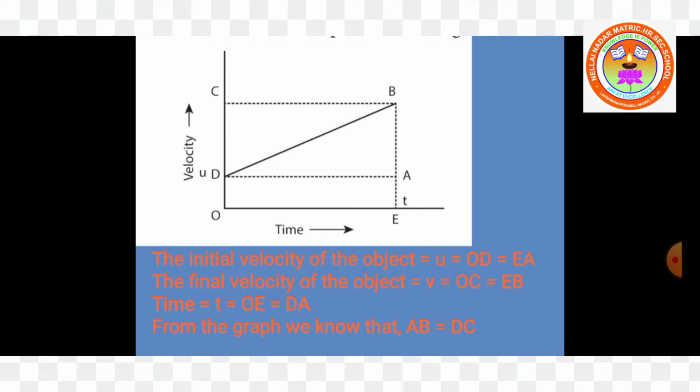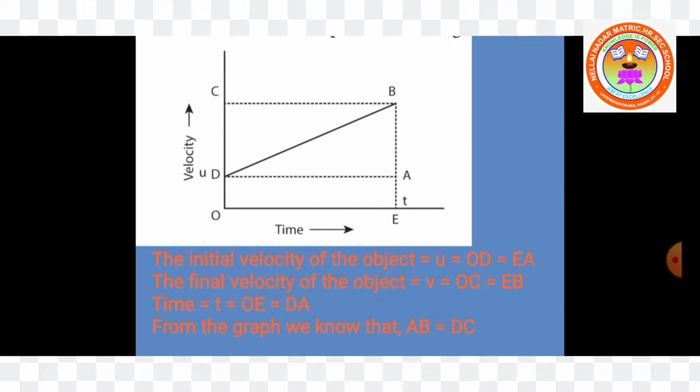Next, the final velocity. Final velocity means the object has reached the point B. So the final velocity, noted by the letter v, is equal to OC. It is also equal to EB. From the figure, we noted the final velocity v is equal to OC, which is also equal to EB.